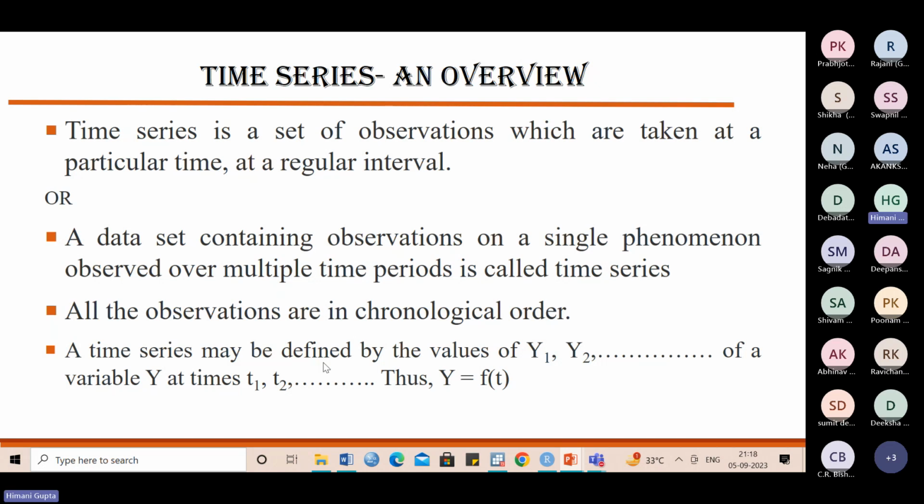And we have also done this, that our variable y is a function of your time t. So that's why we have written y is equal to a function of t. T over here will be your time, starting from 1, 2, 3, 4, 5.